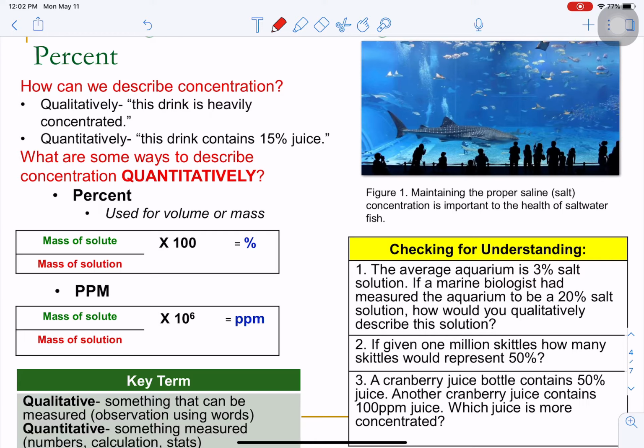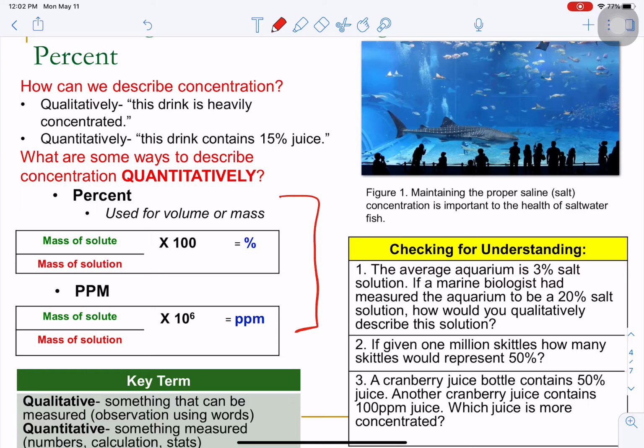What are some ways to quantitatively describe concentration? Now, the first one you did in your simulation was molarity. I'm going to give you a couple more. There's percent and ppm. Now, there's percent by mass and percent by volume. Percent by mass is a solid in a liquid. Percent by volume is a liquid in a liquid. But they're the same exact calculation.